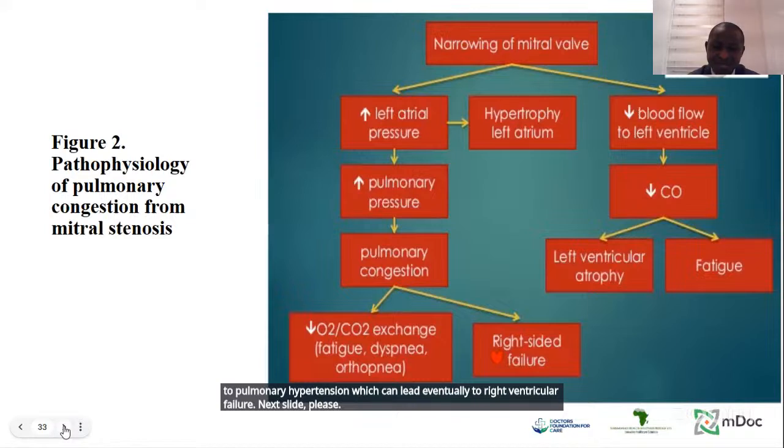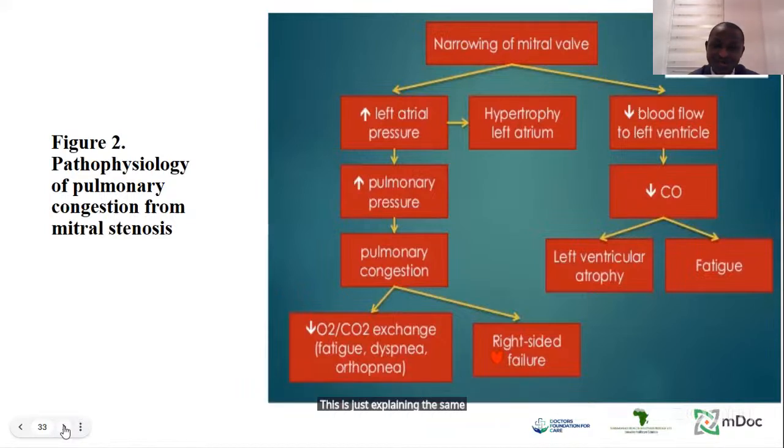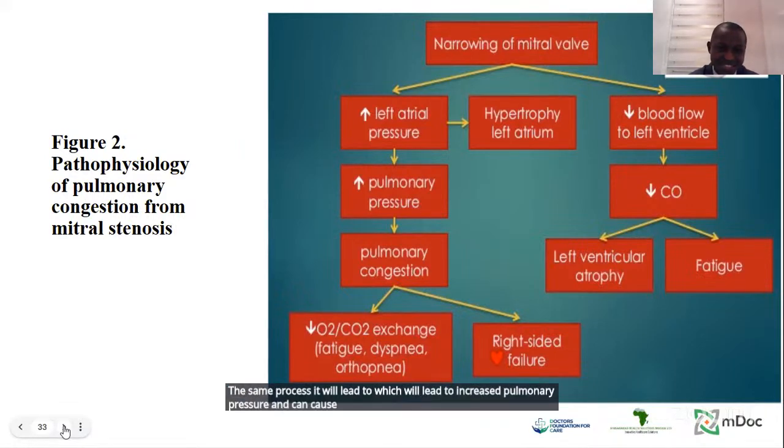This is just explaining the same process in the case of mitral valve stenosis. The same process will lead to raised left atrial pressure, which will lead to increased pulmonary pressure and can cause pulmonary congestion and others. Next slide, please.